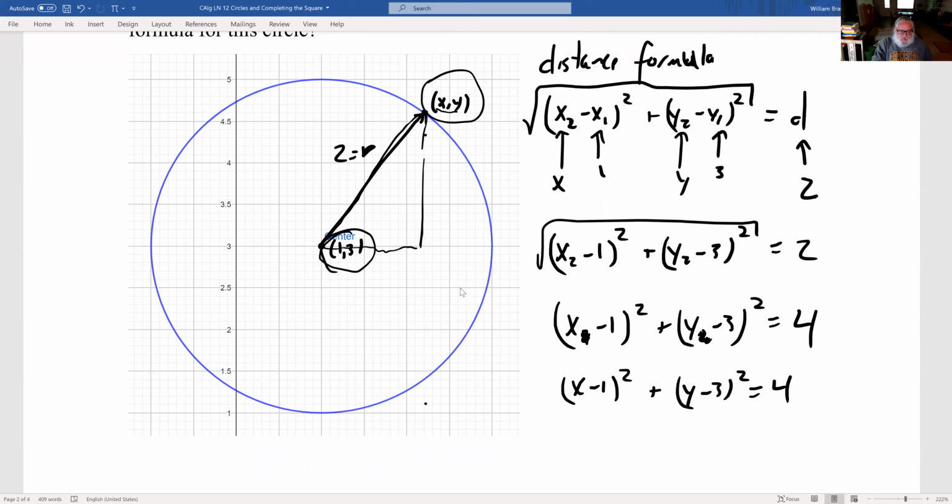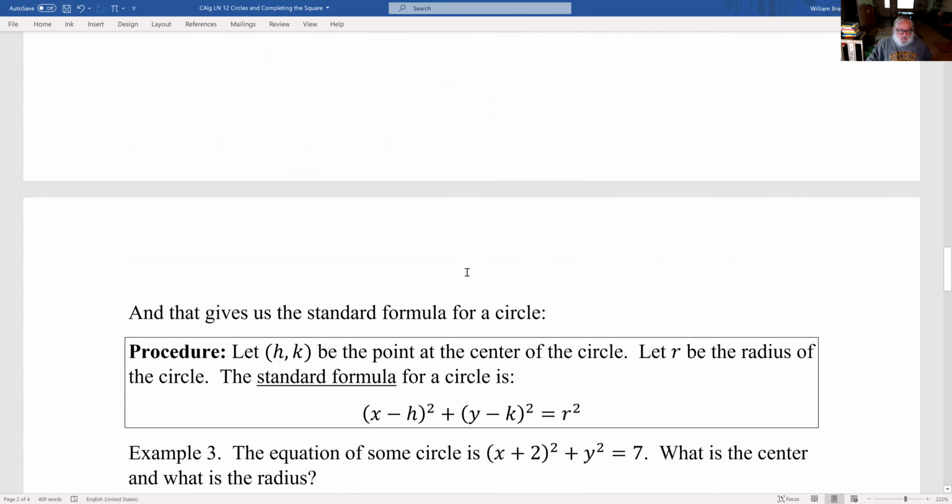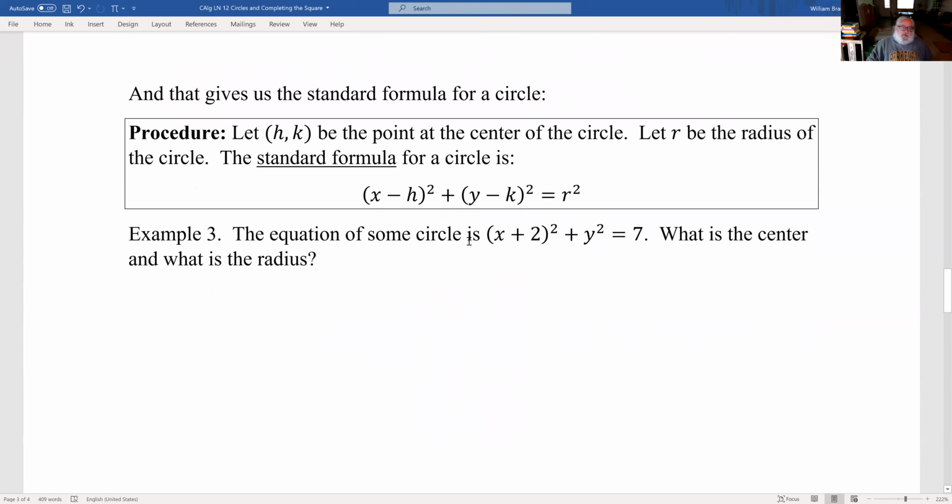This distance here is x minus 1 because this is the x coordinate, and that has x coordinate 1. This distance here is y minus 3 because y is whatever height you're at. The center is at height 3. So x minus 1 squared plus y minus 3 squared equals 4 squared. It's just straight up Pythagoras' theorem. Okay. So that gives us a standard formula for a circle. If h, k is this point at the center of a circle, and r is the radius, then this is the formula for a circle.